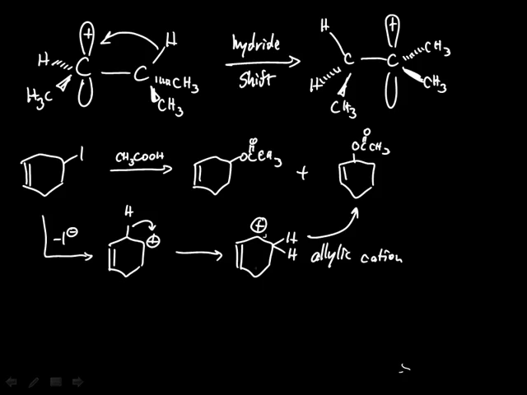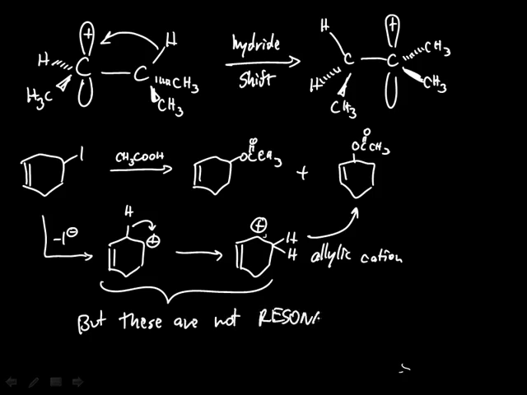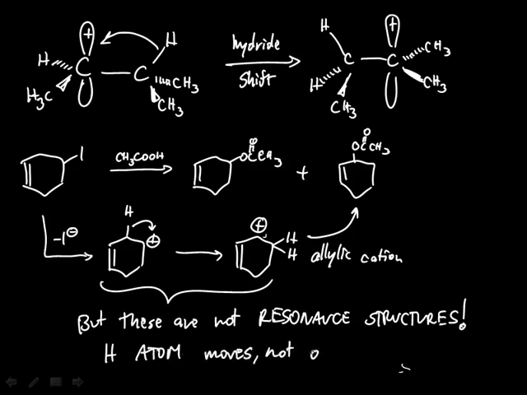Now, these two things look like resonance structures, but they are not resonance structures. One of the first requirements for drawing correct resonance structures is that atoms do not move, and here we have the movement of an entire atom, a hydride. So this hydrogen atom moves, not only electrons. These are actually different cations, not just resonance structures of each other. So this is an important distinction to keep in mind.